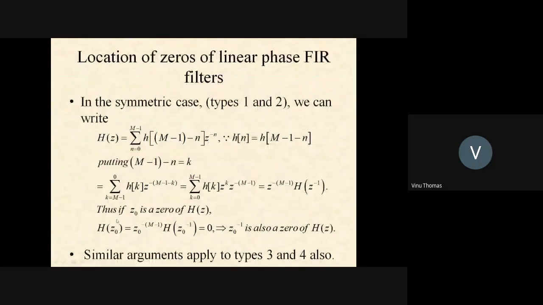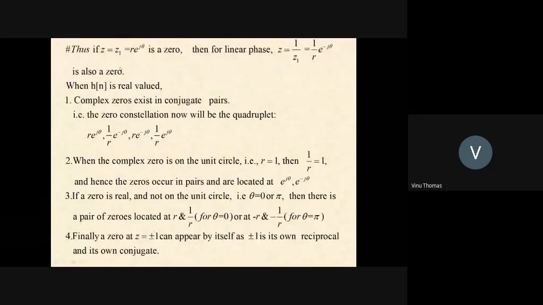And then we had seen certain properties of locations of zeros of linear phase FIR filters. We have seen that if Z0 is a 0 of H of z, then 1 by Z0 is also a 0 of H of z. And likewise, you need to complete the quadruplet constellation. The 0 constellation will be at Z, Z star, Z inverse, and Z star inverse. So in polar coordinates, you can write the 0 constellation at r e to the j theta, 1 by r e to the minus j theta, r e to the minus j theta, and 1 by r e to the j theta.